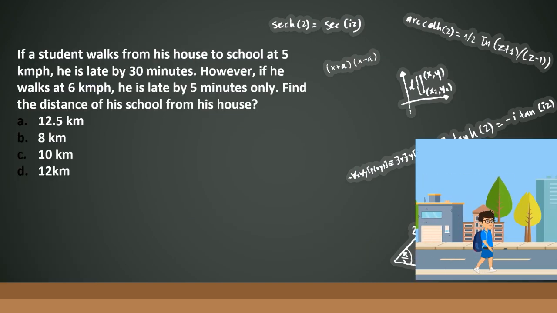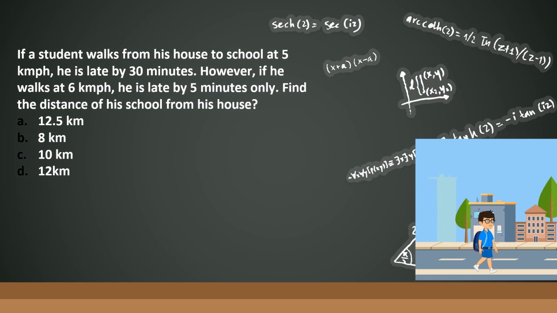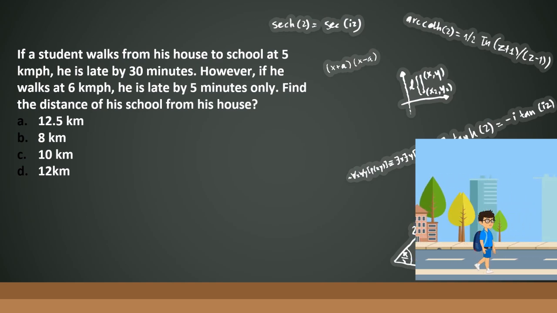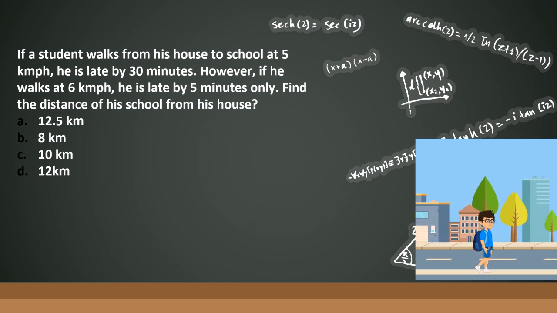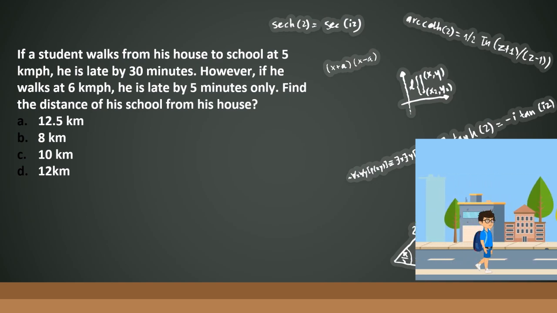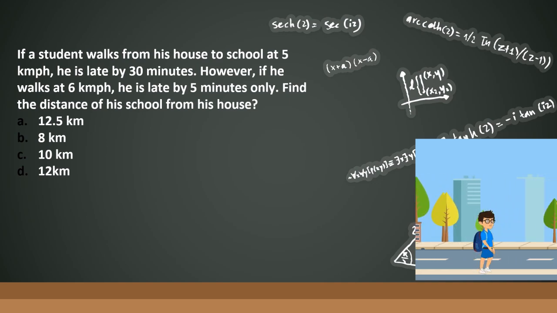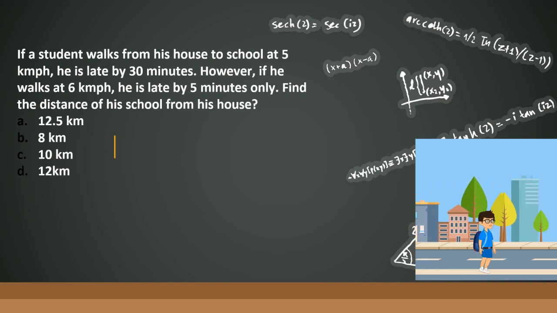The question says if a student walks from his house to school at 5 kilometers per hour, he is late by 30 minutes. However, if he walks at 6 kilometers per hour, he is late by only 5 minutes. Find the distance of his school from his office. So school to office, the distance is not going to change.